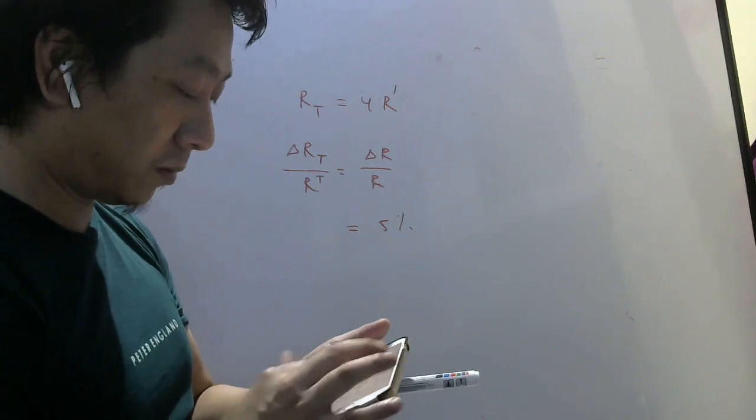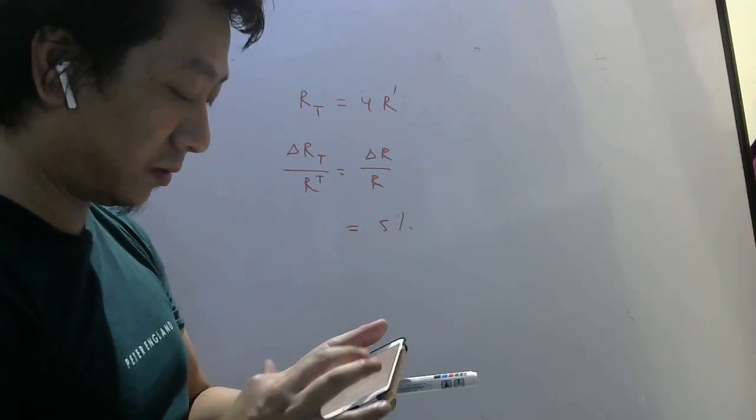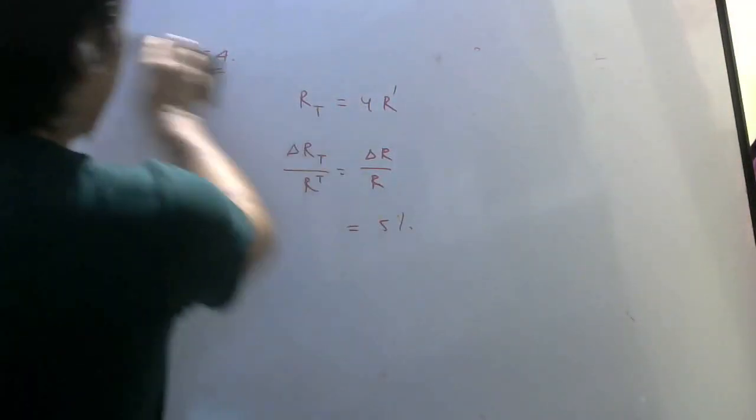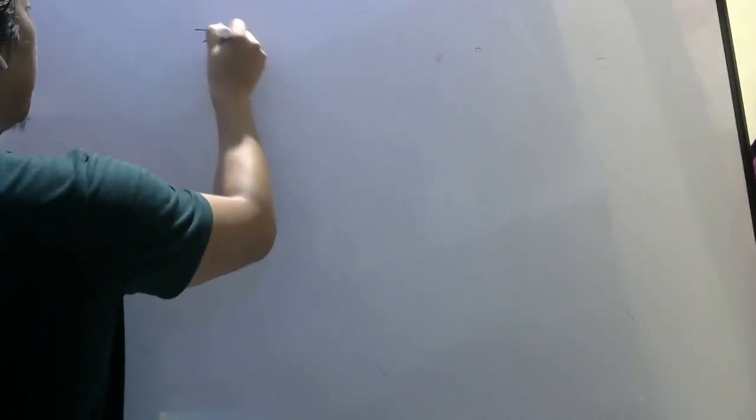So JE problems, these are all capacitor problems which we have already covered. Question number 21 you see. So now we are going to discuss JE problems starting with question number 21.